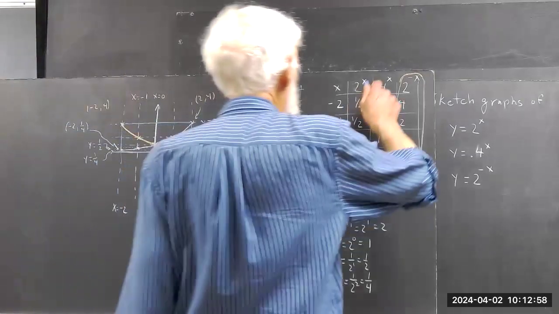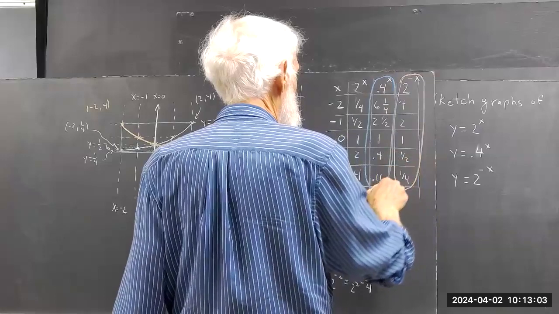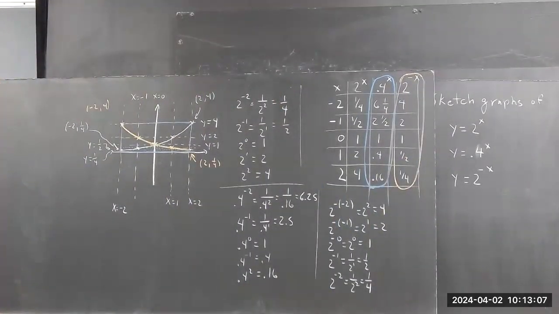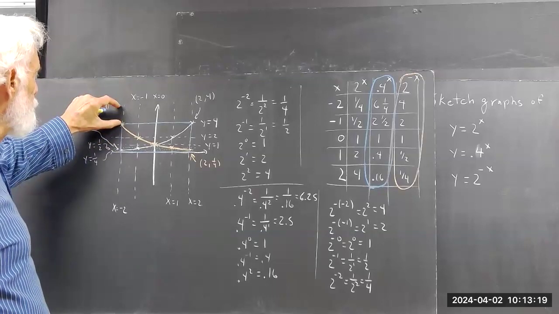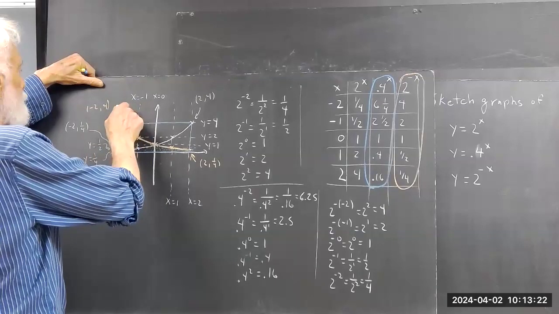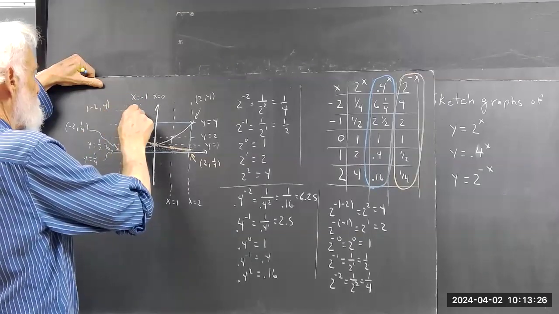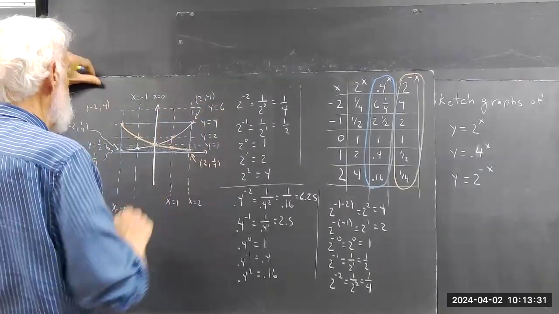Okay. Now, 0.4 to the x. It's going to look a little bit different. Okay, 0.4 to the negative 2 is 6 1/4. Well, here's 4 units, here's 2 units. We go 2 units above the y equals 4 line, we get the y equals 6 line.